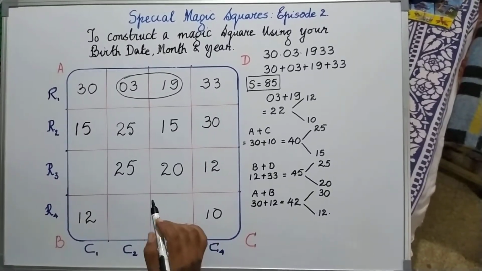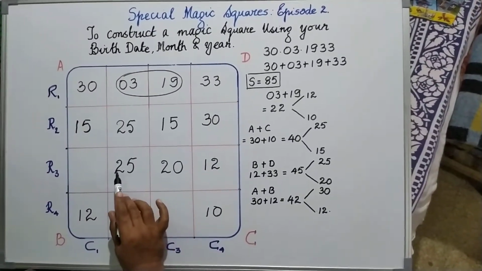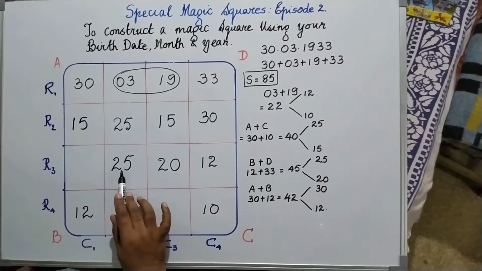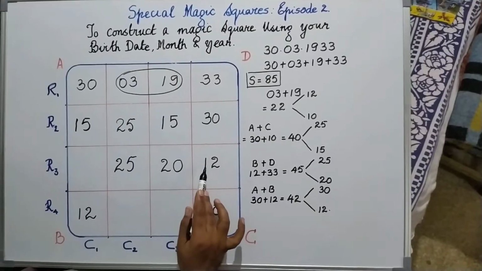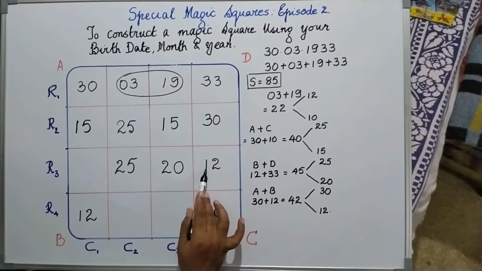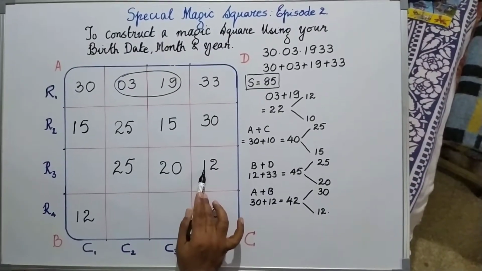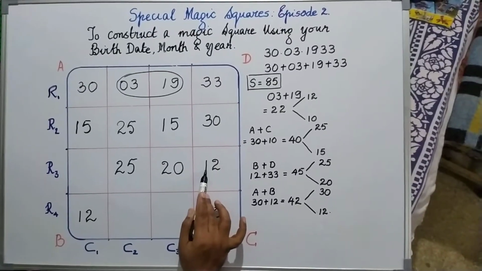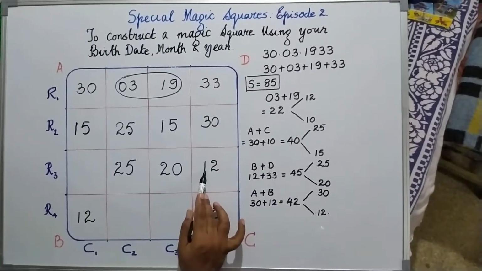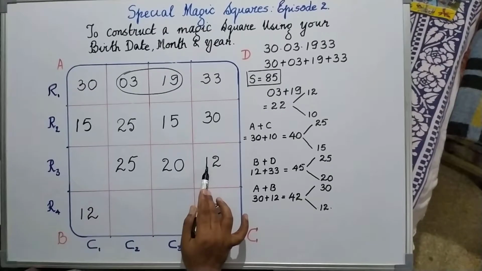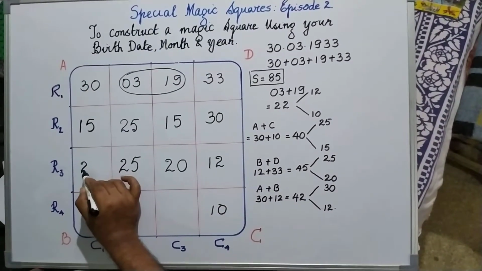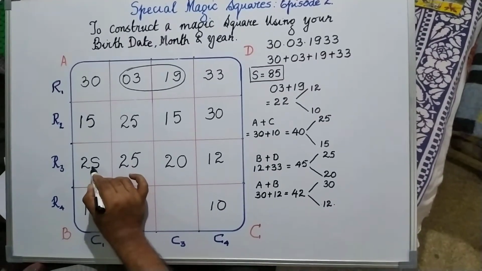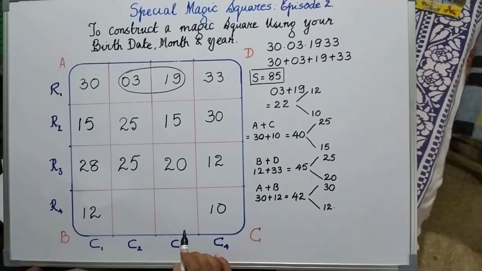Likewise, in the third row, 25 and 20, 45, plus 12, 57. The magic sum is 85. From 85, if I subtract 57, I will get 28. So I will fill up the third row, first grid as 28.